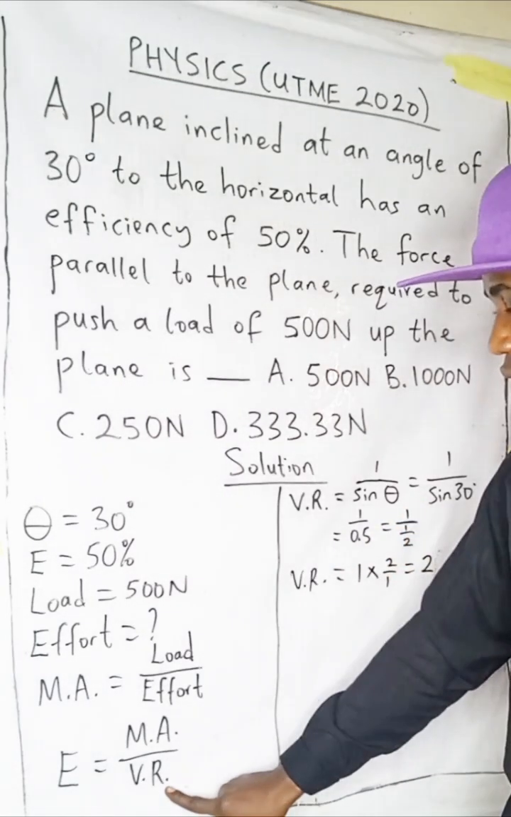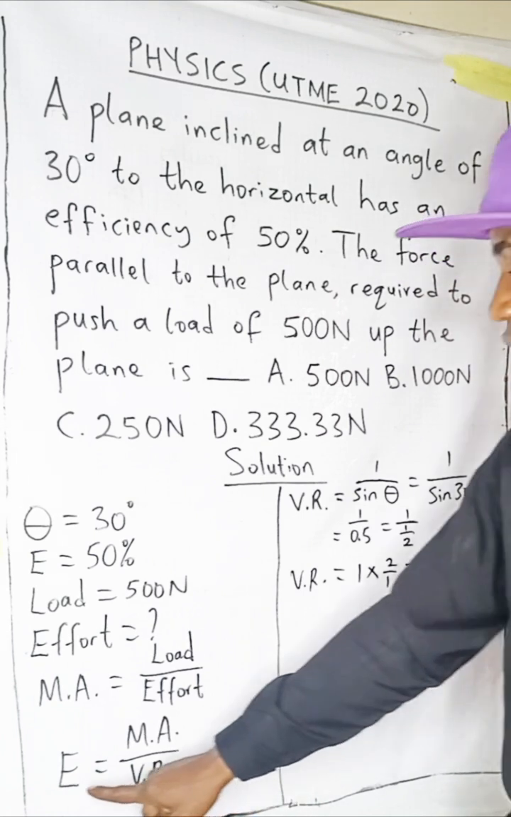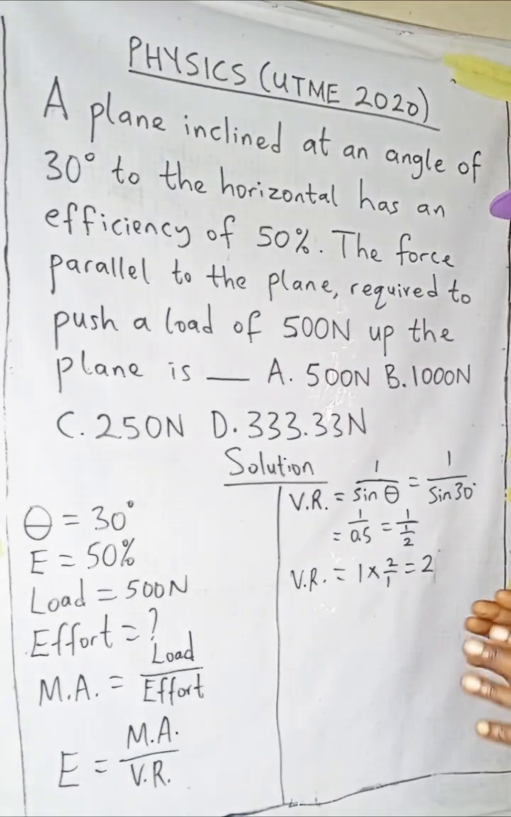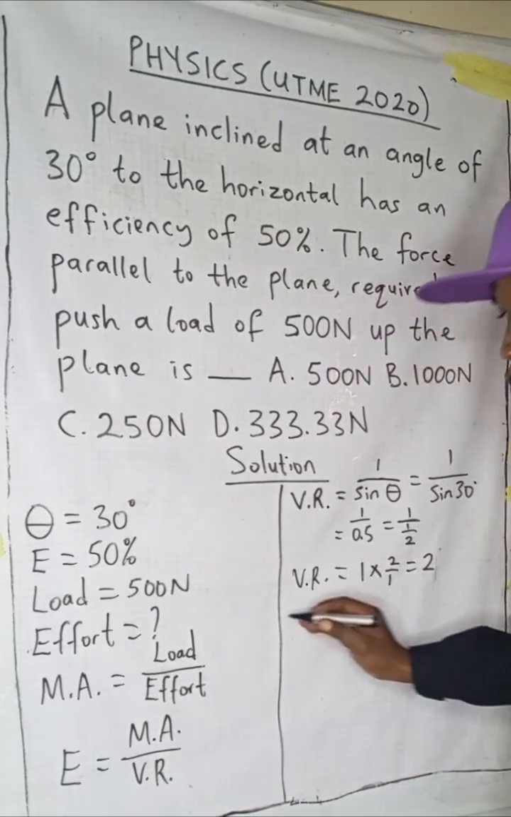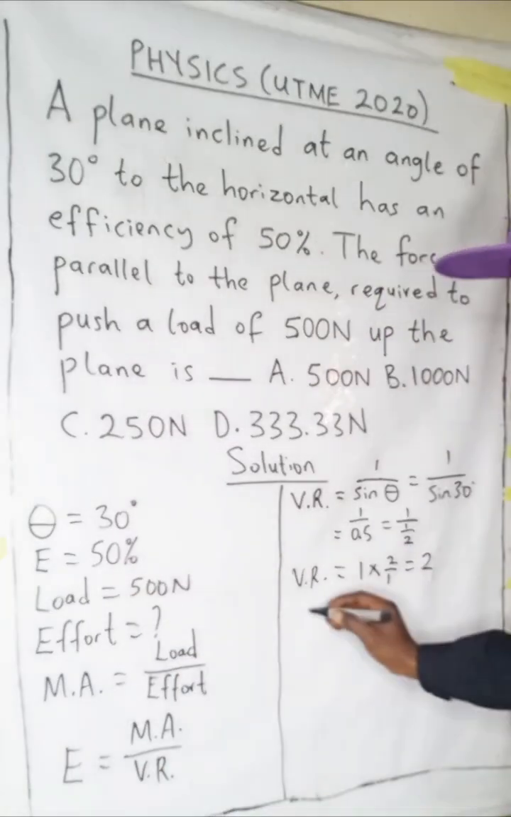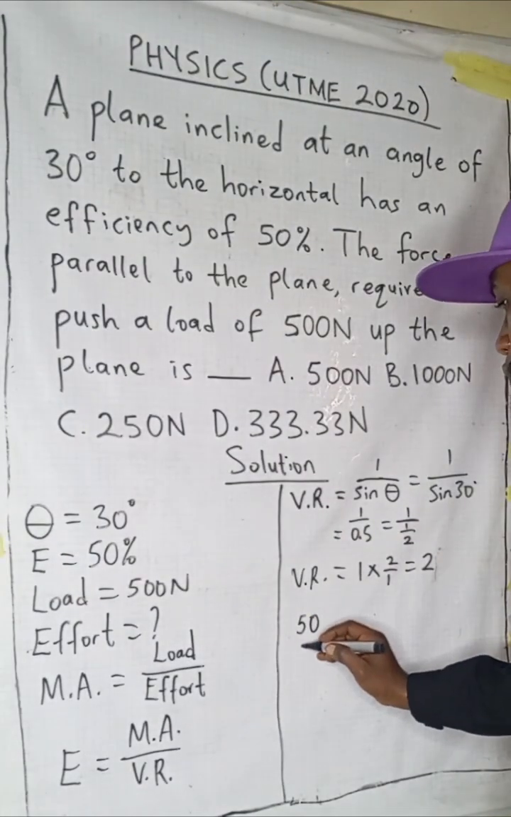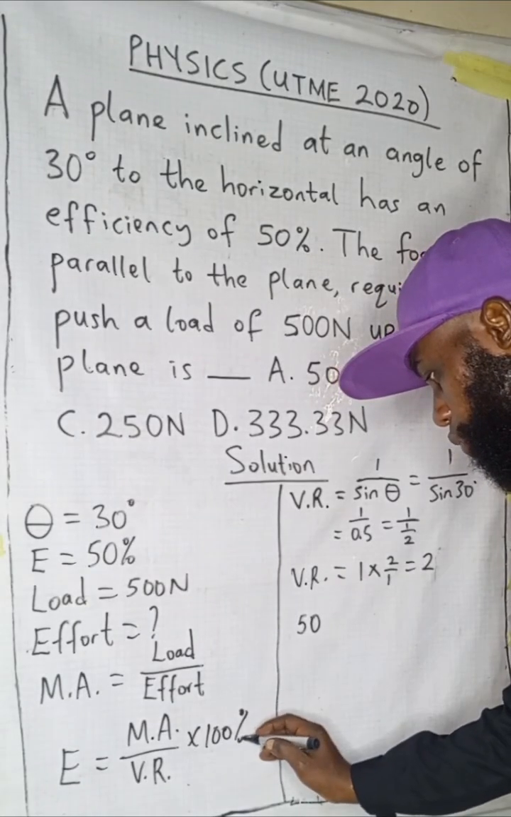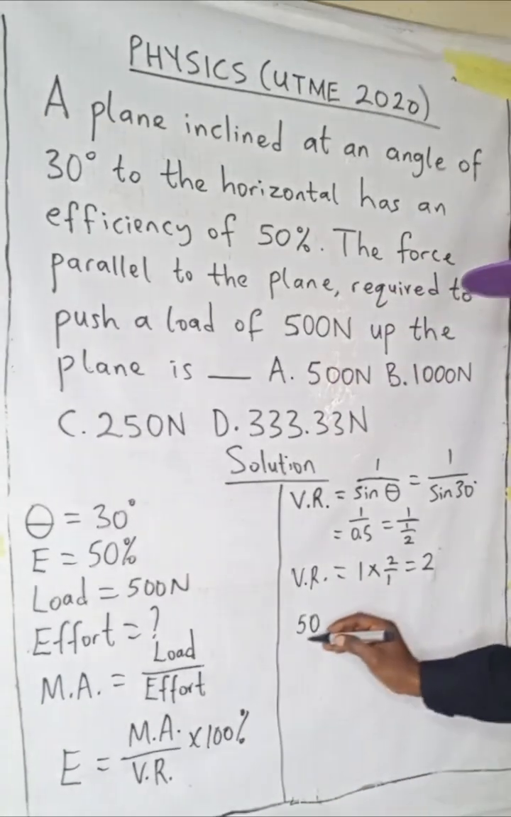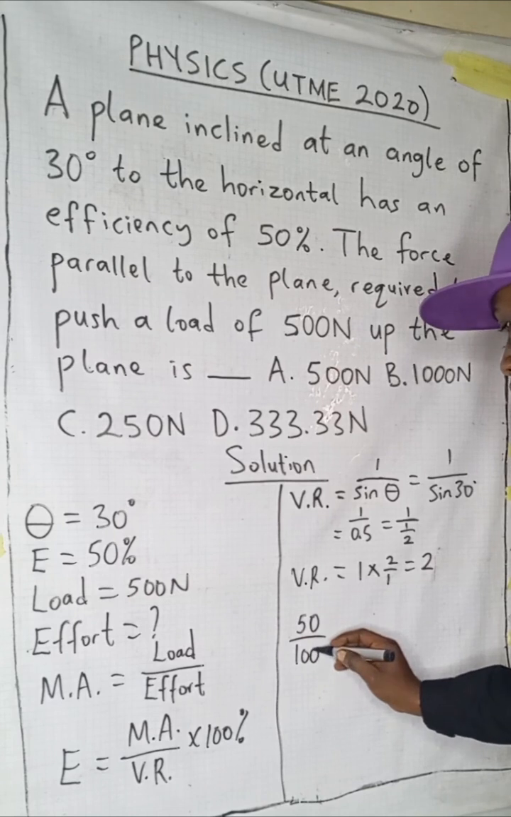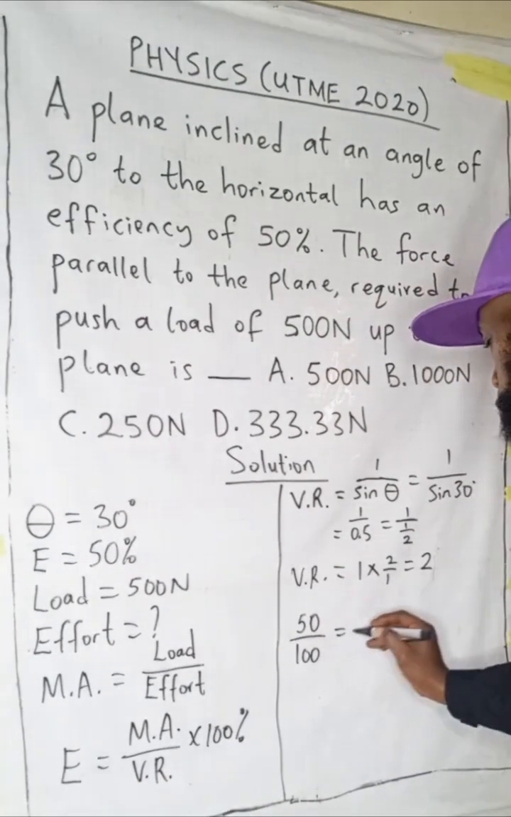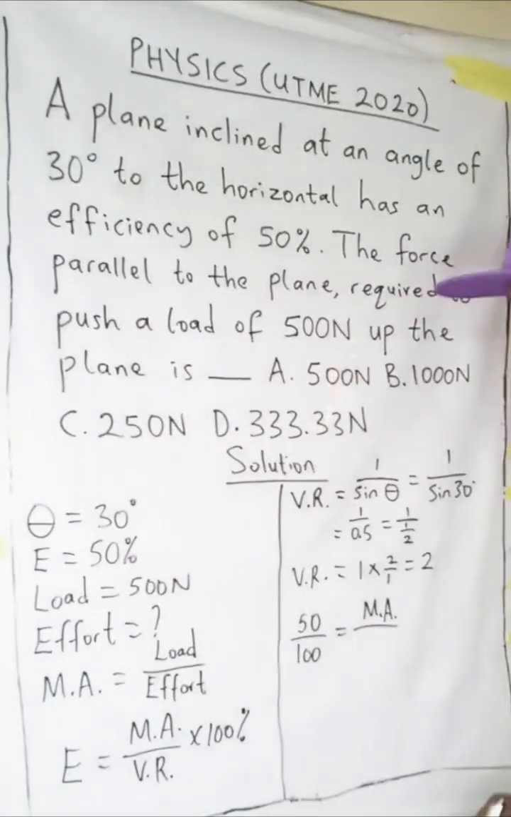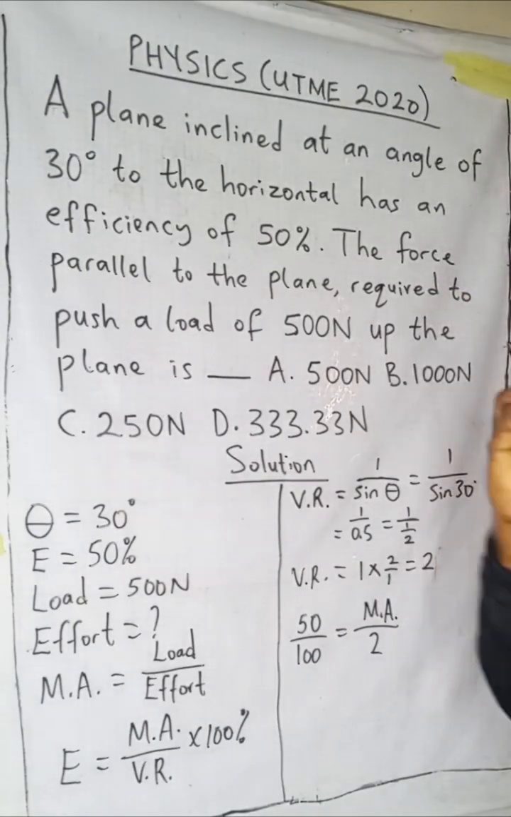We will put it here, right? We put the efficiency here and find mechanical advantage. Very simple. Efficiency is what? 50%, which is 50 over 100. I didn't put times 100, right? That would be percentage, okay? So that would be 50 over 100. That's efficiency, equal to, we are looking for the mechanical advantage, all over 2, which is the velocity ratio.